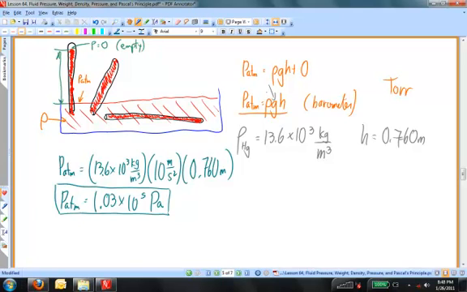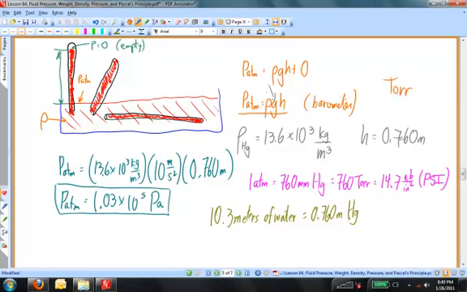If I replace the mercury with water, I'd find that the water is 13.6 times less dense than mercury, so the height of the water column would be 13.6 times taller than the mercury column, which is just a hair over 10 meters tall. So you could build a water barometer, and it would have to be 10 meters tall. Do it with mercury, you have a mercury barometer.